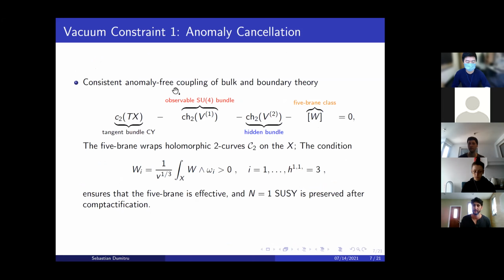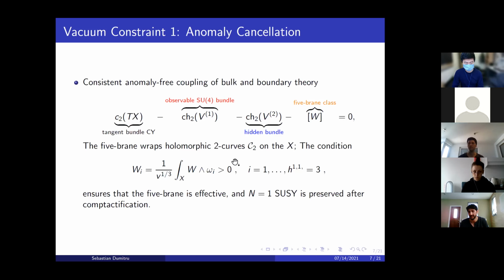This anomaly cancellation condition basically puts a geometric relation between the tangent bundle of the Calabi-Yau and the second Chern characters of the observable bundle and the hidden bundle and the five-brane class. So these numbers have to vanish in order to have a consistent theory. Furthermore, we want the five-brane to wrap holomorphic two-curves, which means that these W_i numbers, which are like the five-brane charges, must all be larger than zero.